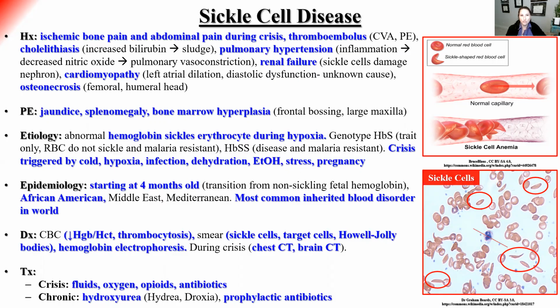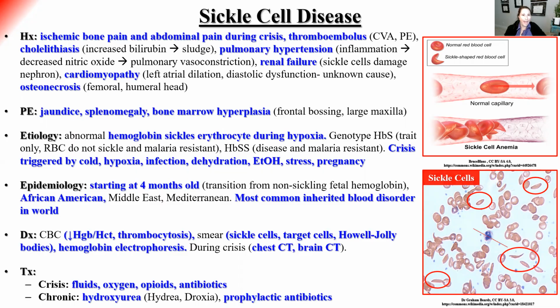So if you have just the trait, you are resistant to malaria, but you don't have the hypoxic crises. If you have both copies, so hemoglobin SS is your genetic karyotype, you have both the disease and you are resistant to malaria. It's really important that a lot of the board questions will say, oh, if they just have the trait, how do we manage this patient? And that's kind of a trick question because the answer is nothing. They don't get the disease, they don't get the hypoxic crises.